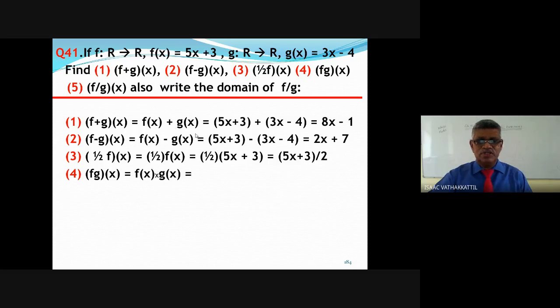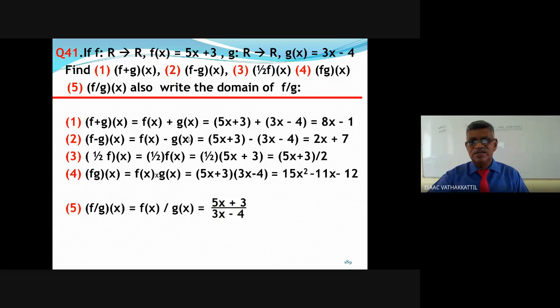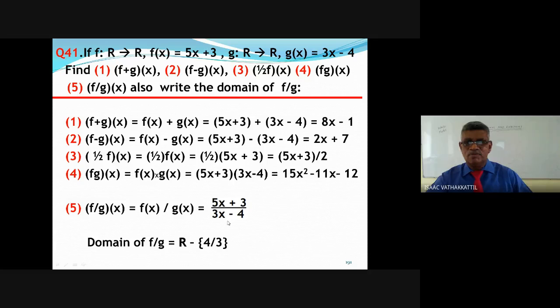Fg of x is f(x) into g(x), 5x plus 3 into 3x minus 4. You can multiply that. F by g of x is f(x) by g(x), where g(x) should not be 0. The domain of f by g is R minus 4 by 3, because the denominator is 0 when x equals 4 by 3.